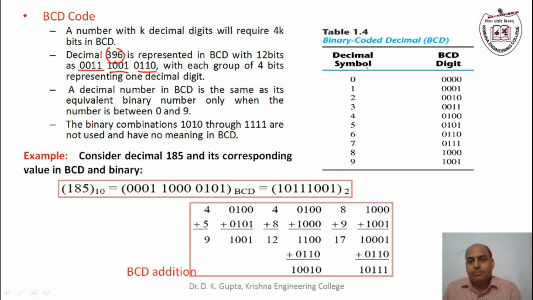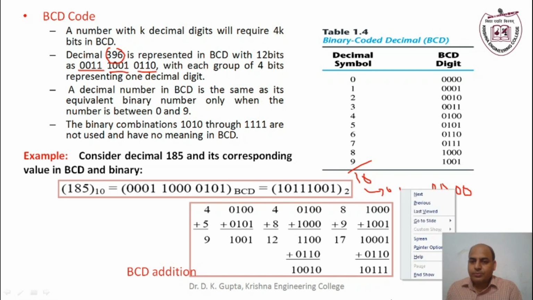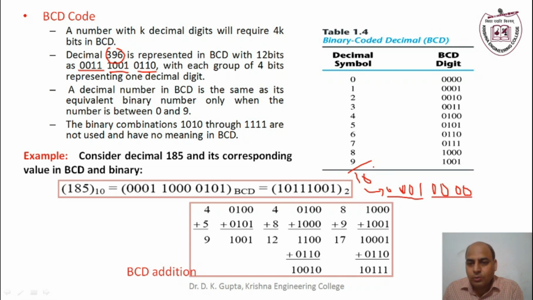The difference is, since this is a binary coded decimal, there is a range. Suppose after 9 we need 10 in decimal. So how is this 10 written? First of all, 0 is written as 0000, then 1 is written as 0001. So 0001 0000 is the equivalent BCD code for decimal 10.